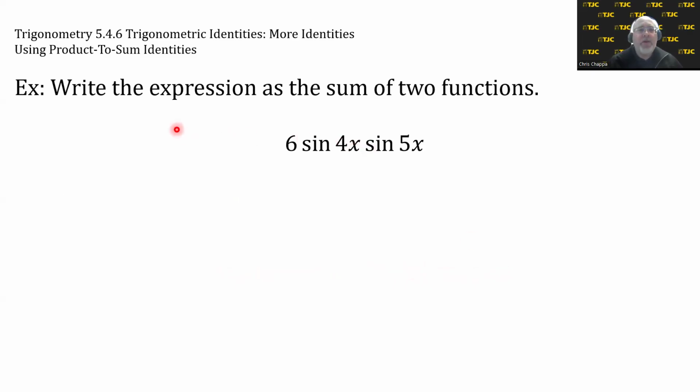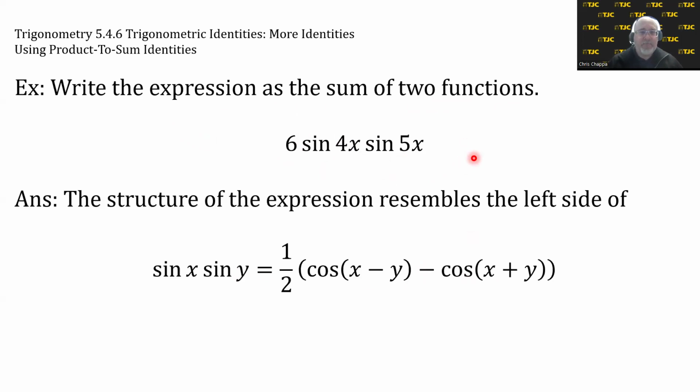Let's try one more. Write the expression as the sum of two functions: 6 times sine of 4x times sine of 5x. Which product to sum identity does this resemble? Well, the structure of this expression, a product of sines, resembles the left side of sine of x times sine of y equals 1/2 times cosine of x minus y minus cosine of x plus y.